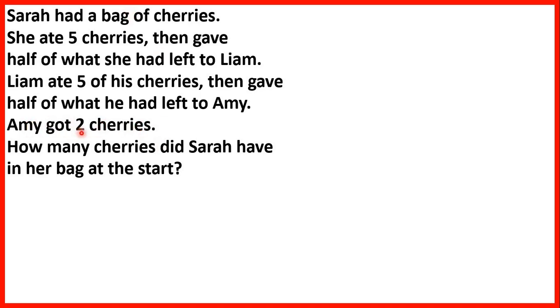We know that Amy got 2, and that was half of what Liam had left, and half of 4 is 2. So Liam must have had 4 cherries before he gave half of what he had left to Amy. Then, a step before that, Liam ate 5 of his cherries. So before he ate 5 of them, he must have had 5 more, and 4 plus 5 is 9. So Liam had 9 cherries, he ate 5 of them, so that meant he had 4, and then he gave half of that, so gave 2 to Amy.